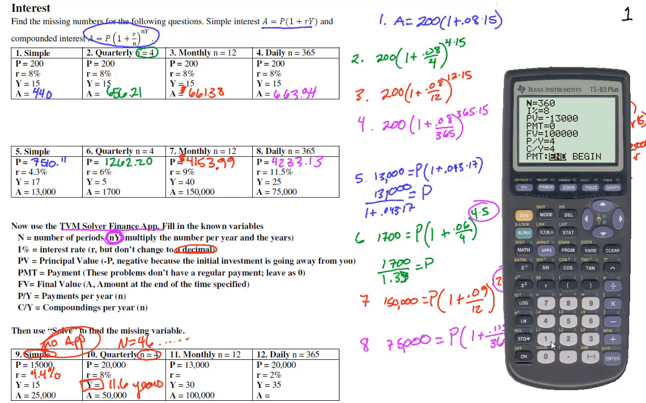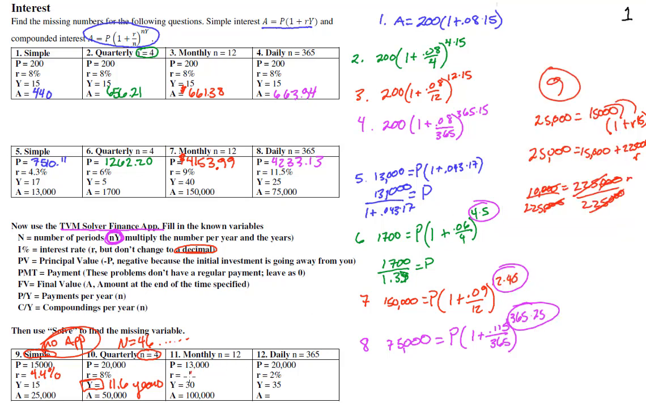Now notice we need to make sure that this is 12. The number of compoundings per year, that's n. So we can't leave that. This is the little n. So we got to find out the interest rate, do alpha, solve. And it's got to be a 6.8% interest rate. There we go.